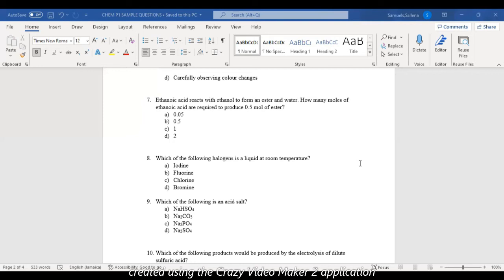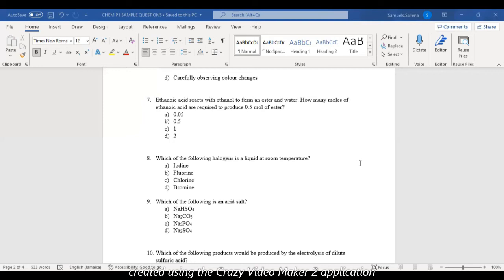Based on the reaction, you will realize that each substance is reacting with a 1-to-1 mole ratio. So it takes 1 mole of ethanoic acid combining with 1 mole of ethanol to give 1 mole of ethyl ethanoate and 1 mole of water.